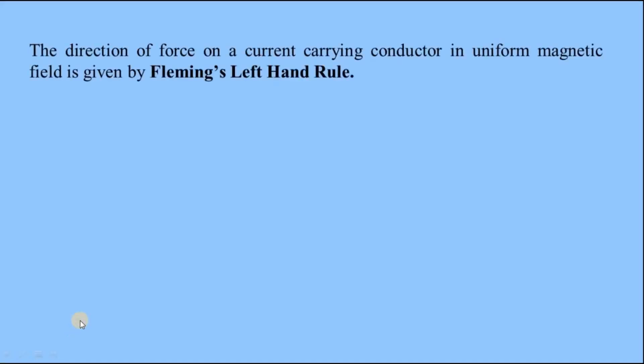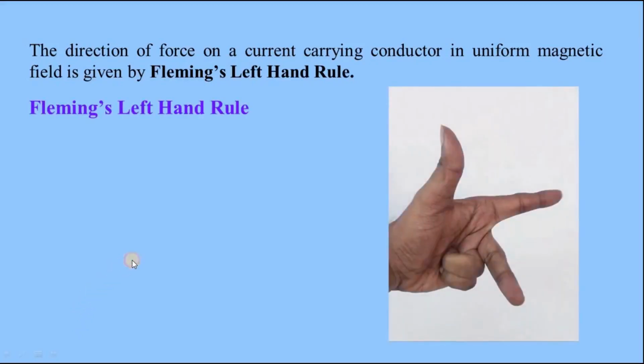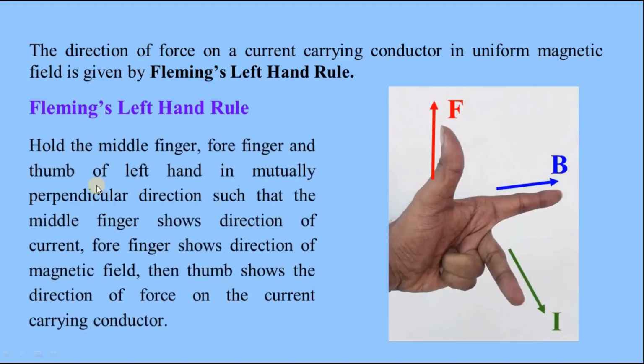The direction of force on a current carrying conductor in uniform magnetic field is given by Fleming's left-hand rule. Hold the middle finger, forefinger and thumb of left hand in mutually perpendicular directions, such that the middle finger shows the direction of current, forefinger shows the direction of magnetic field. Then the thumb will show the direction of force on the current carrying conductor.